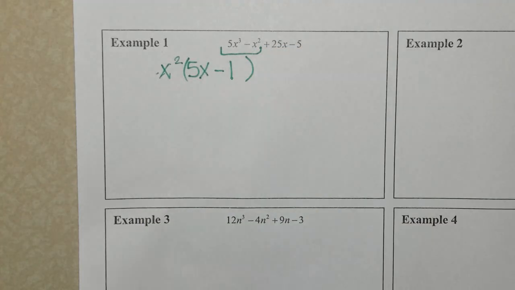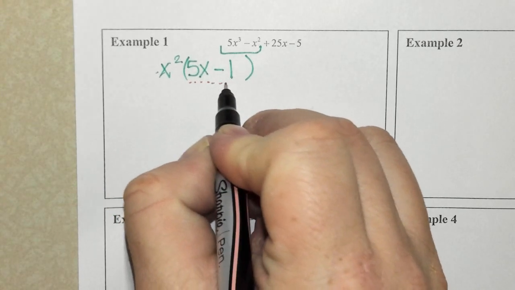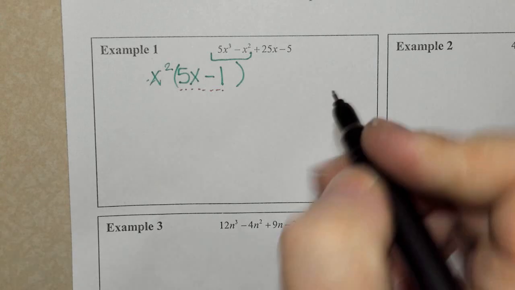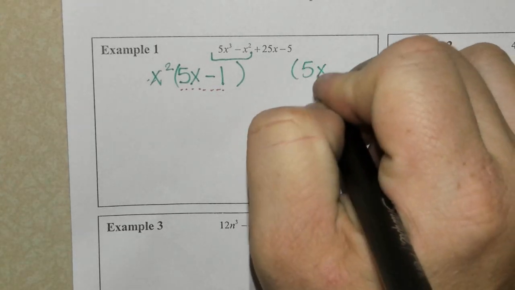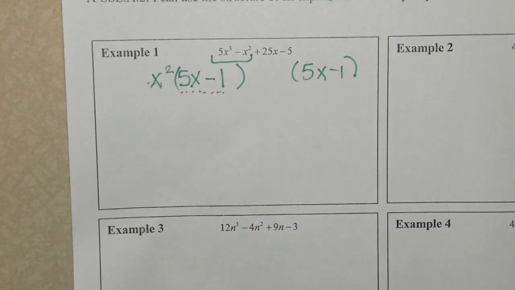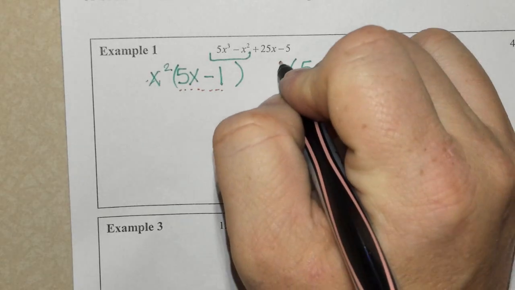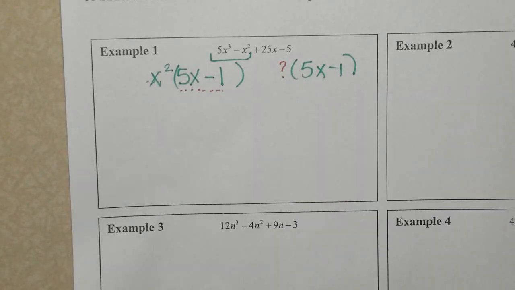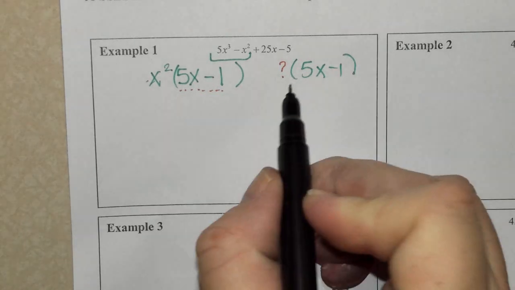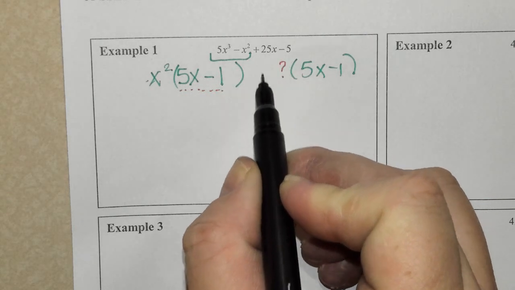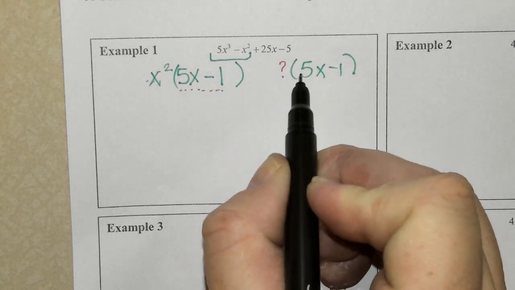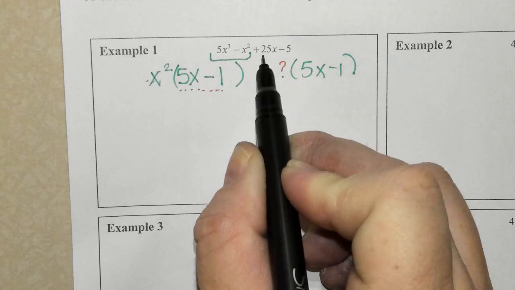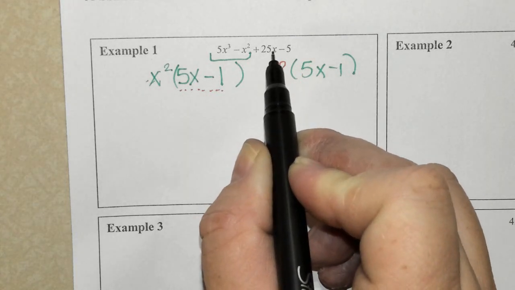Now, here's the tricky part. Whatever is in parentheses, you're going to take that exact same amount, and we're going to rewrite it in back. 5x minus 1. In front, put a really light question mark. Over the top of that question mark, you need to determine what value, when you take it times 5x, do you end up with a positive 25x.